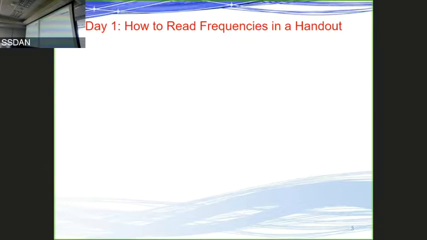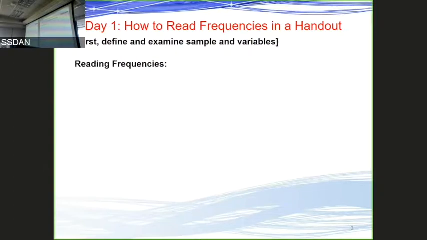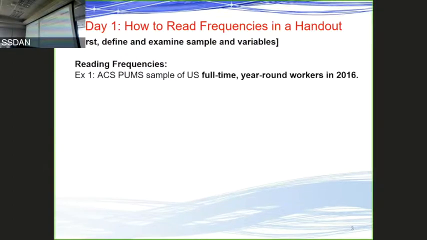On the first day, we just look at frequencies. I start by talking about what's a sample, what are variables, and I don't do that here, but you can. It doesn't take a long time. And then I start them into frequencies. So we're going to look at full-time, year-round workers of 2016, using the ACS PUMS.